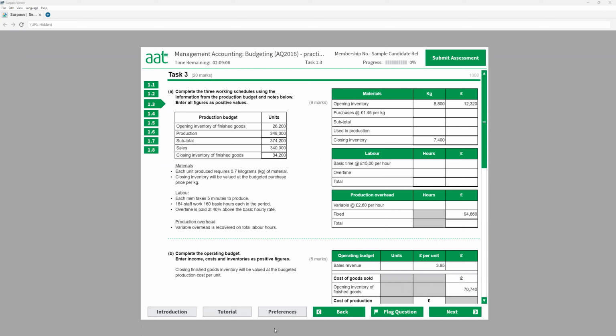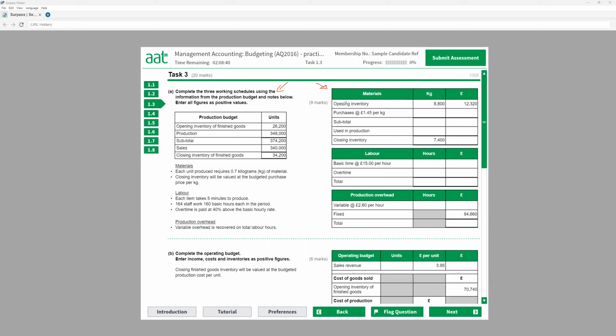First, we're going to read the question, and after that, we'll look at the requirement before we start answering. We can see here on the left-hand side, we have some information, and on the right-hand side, we have a table to complete. Some information is already completed.